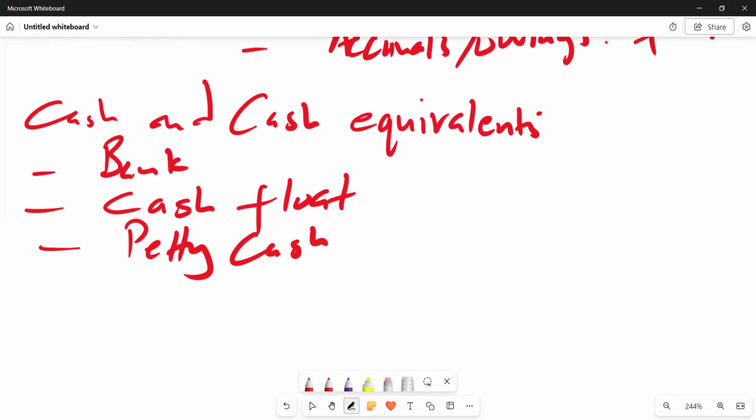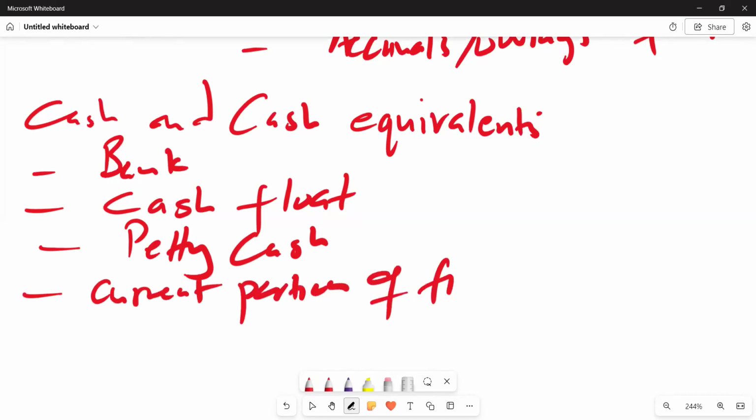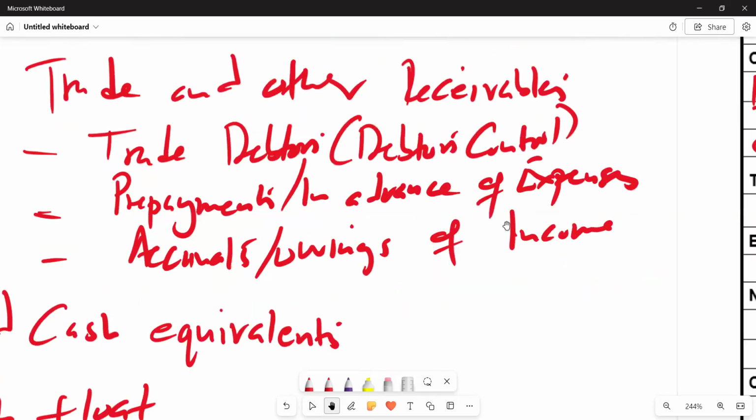And we also have current portion of fixed deposit. If we have got a fixed deposit that is maturing in the next financial year, it's also part of our cash and cash equivalent. So if we have them all in the question, you have to add them all together to get the total that will represent your cash and cash equivalent. So let's see, according to our question, what do we have?